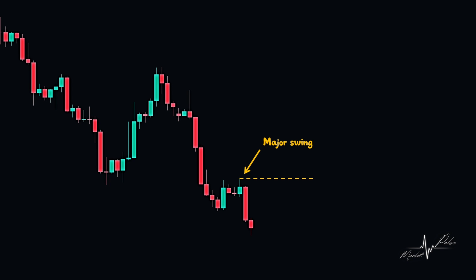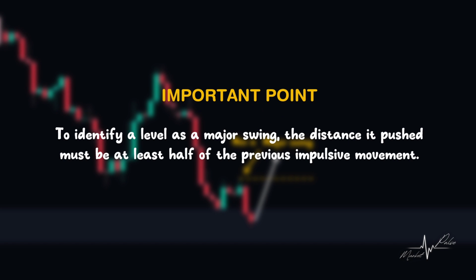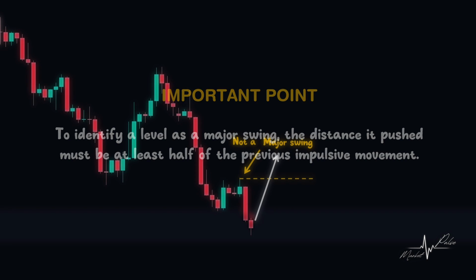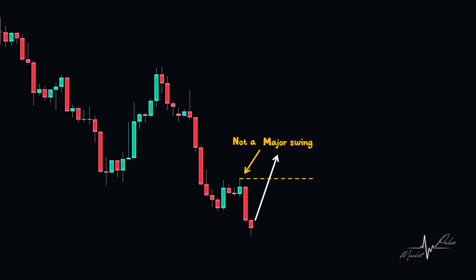The issue with this move is that it lacks sufficient distance pushed by the price. If you measure the previous impulsive movement, that is over 60 pips, while the recent one is only 20. Therefore, this high does not qualify as a major swing, and breaking below it does not indicate a valid change of character. So here comes an important point. To identify a level as a major swing, the distance it pushed must be at least half of the previous impulsive movement. This is our third and final criterion for identifying major swing points.